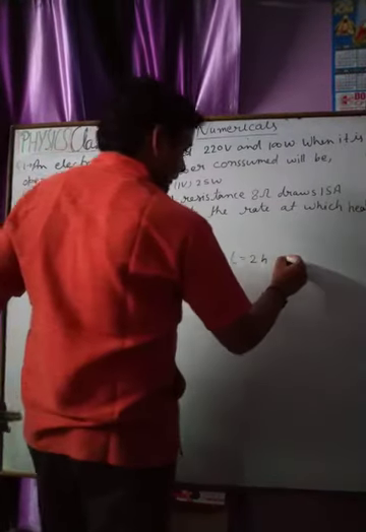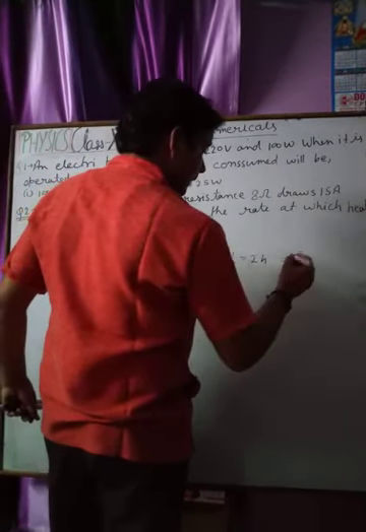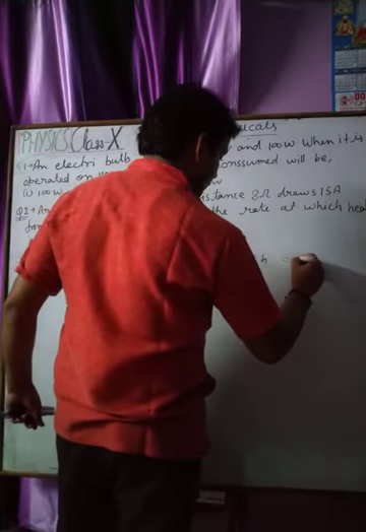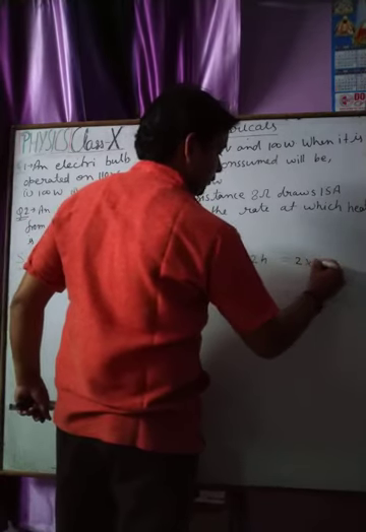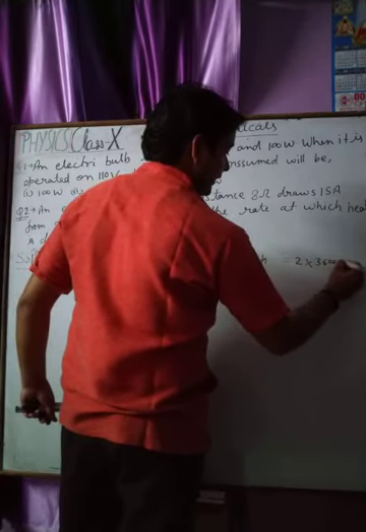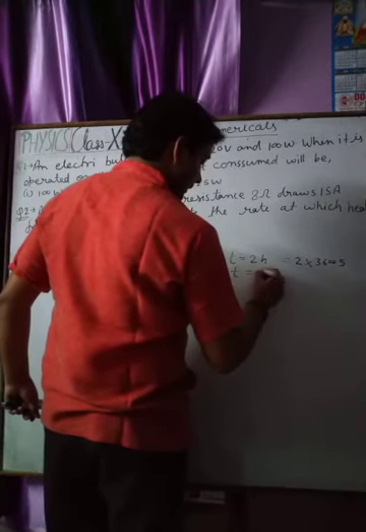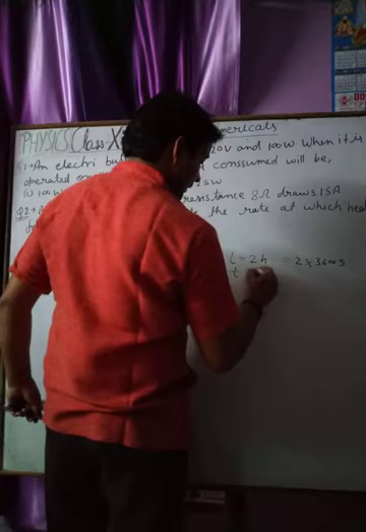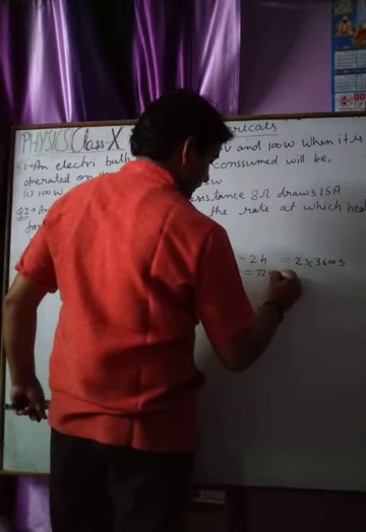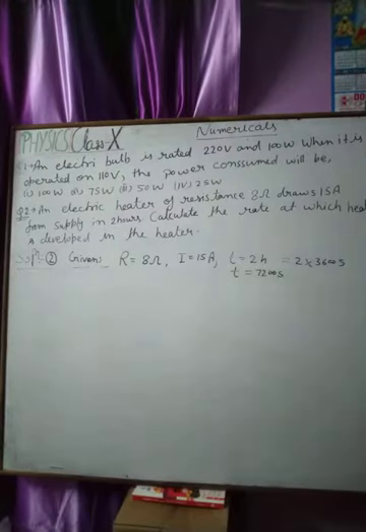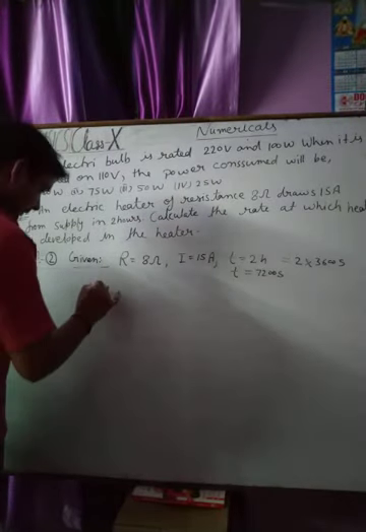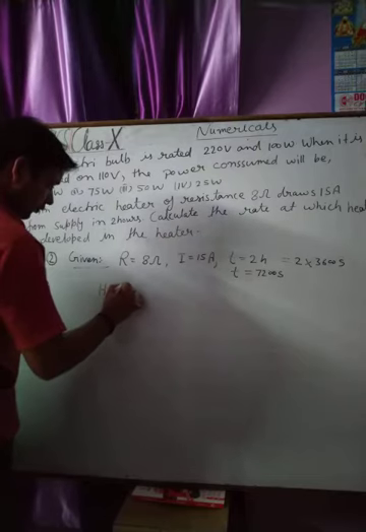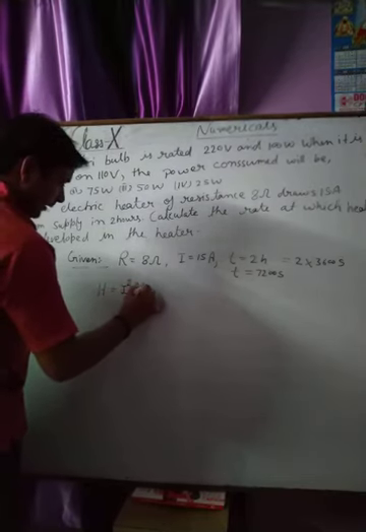First we solve for time in seconds. 1 hour is equal to 3600 seconds, so time will become 7200 seconds. Okay students, we have the formula for heat developed in the wire: heat H is equal to I square R T.